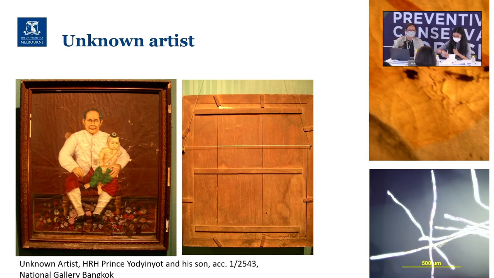So here's an example of a painting from the National Gallery in Bangkok. And here you can see it's very damaged, and you might ask, you know, why is it so damaged like that? Why does it have such a hole in it? So sometimes it's identifying the type of materials that are included in that painting.